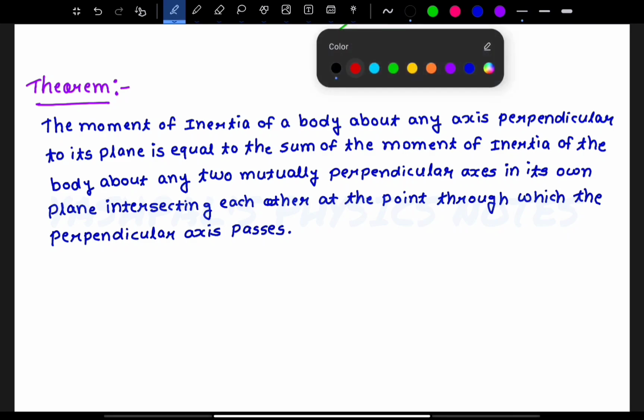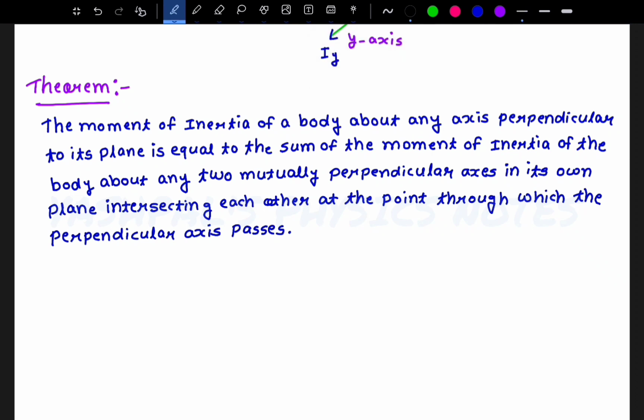So what it basically means, here I am writing, it simply means we have to prove that Iz is equal to Ix plus Iy, where Iz is the moment of inertia for z-axis, Ix is the moment of inertia for x-axis, and Iy is the moment of inertia for y-axis.